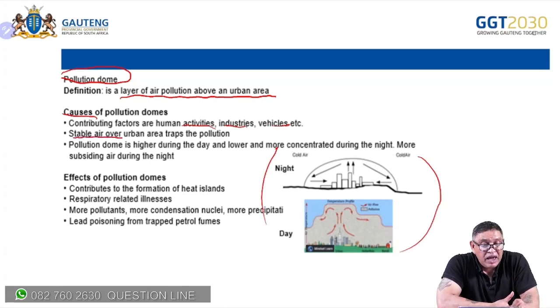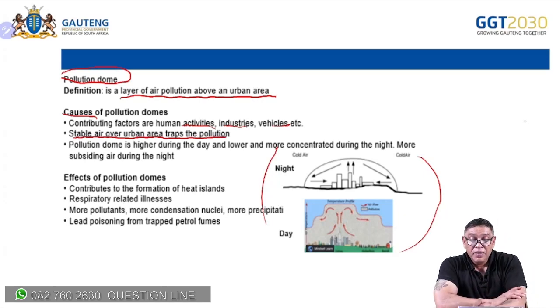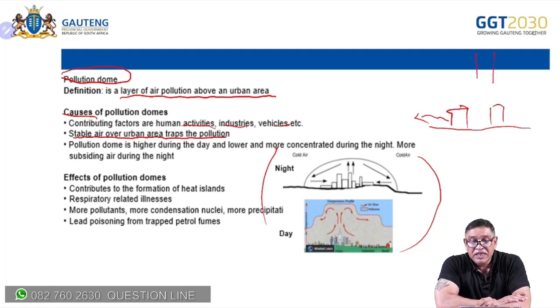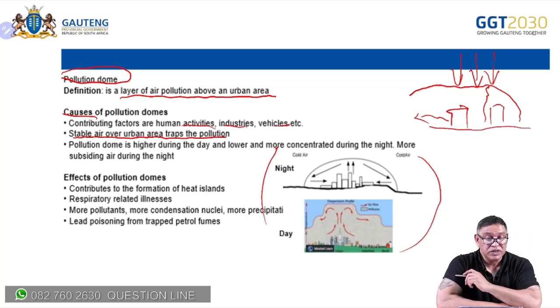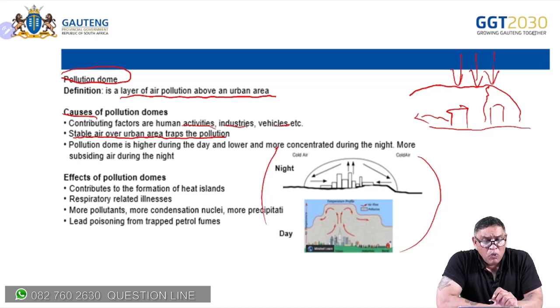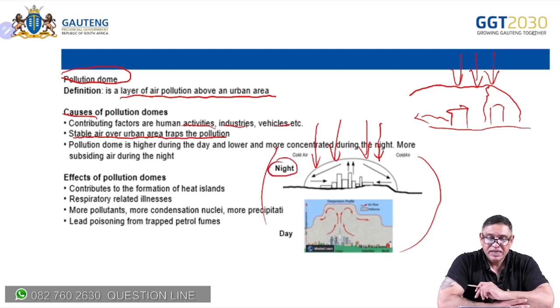The stable air over the urban area traps it. So visualize this. There is your urban area with your buildings and your cars and whatever. And remember, from the top, there is subsiding air. So this pollution goes up until it reaches the subsiding air, and the subsiding air then traps the pollution. Now, we'll notice something here. If I created this, I'm going to make some big lines across the words here. This is the night. Can you see it?